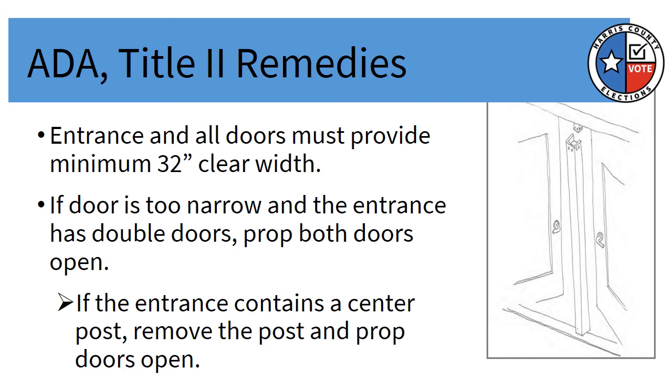To be considered an accessible entrance, the entrance and all doors must provide minimum 32 inches clear width. If the door is too narrow and the entrance has double doors, prop both doors open. If the entrance contains a center post, remove the center post and prop both doors open. Your checklist will indicate if this is necessary. If you have any issues with removing the post, contact the ADA coordinator.